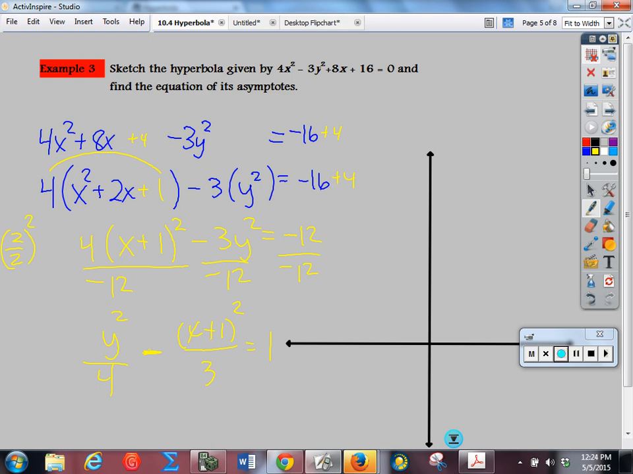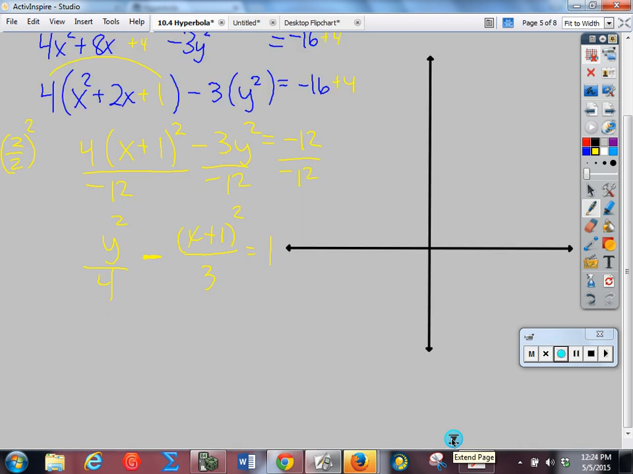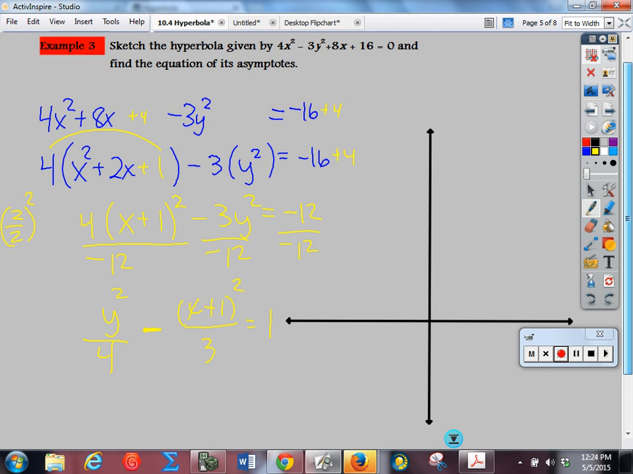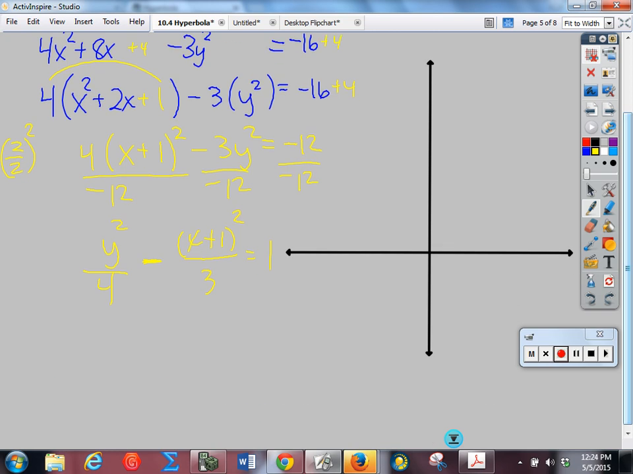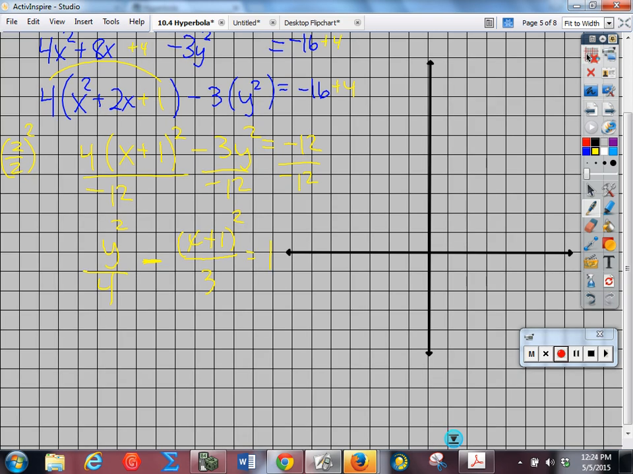So we have to graph it and find its asymptote. So what is the center of this one? The y-coordinate of the center is 0. The x-coordinate is negative 1. So right here is your center. And then in the y direction, how far up do you go? That's a 4. Square root of 4, 2, okay. So I go up 2, down 2.